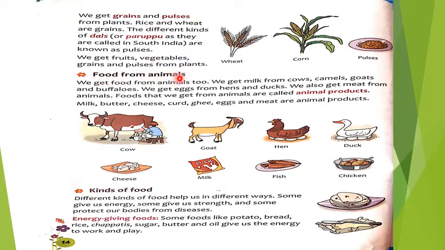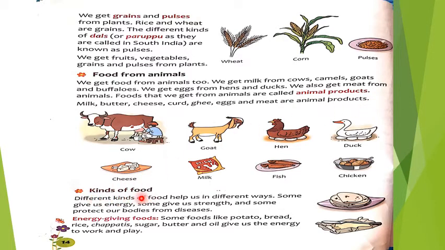Now, food from animals. We get food from animals too. We get milk from cows, camels, goats and buffaloes. We get eggs from hens and ducks. We also get meat from animals. Foods that we get from animals are called animal products. Milk, butter, cheese, curd, ghee, eggs and meat are animal products.